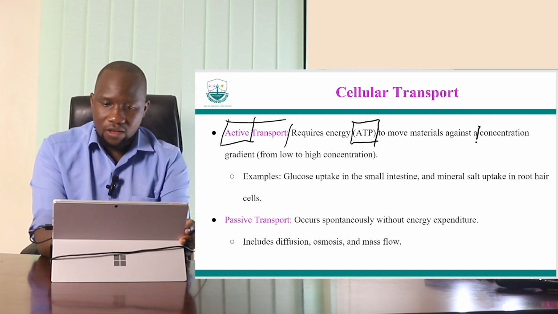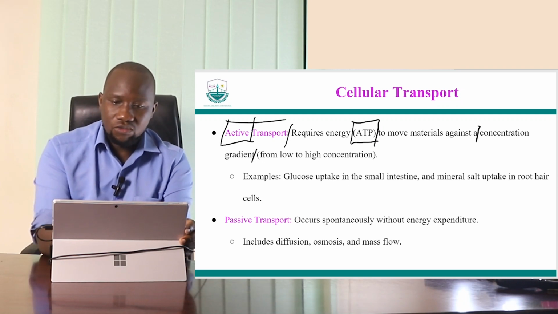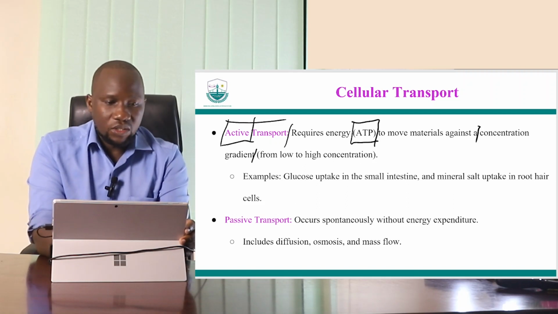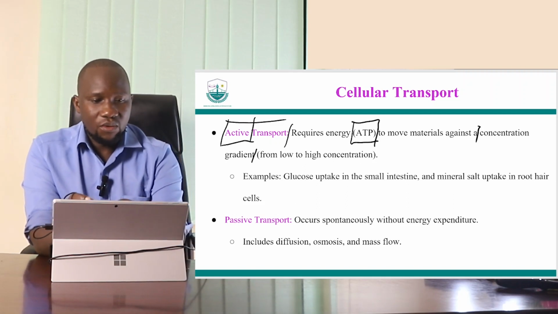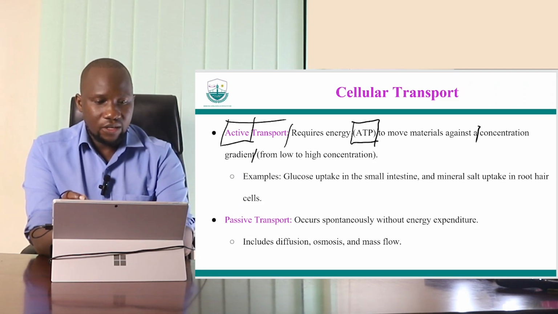This word here, concentration gradient, is very important to note. Concentration gradient. Why is it very important to note?